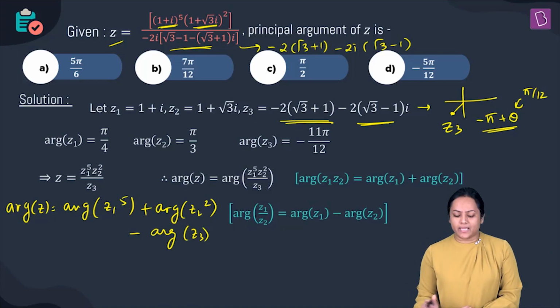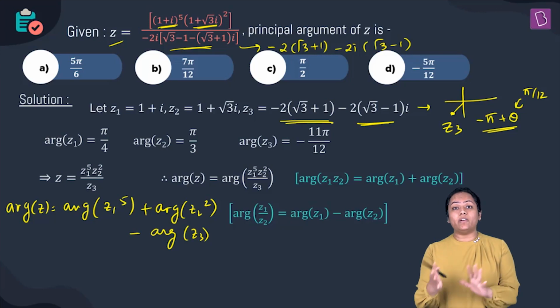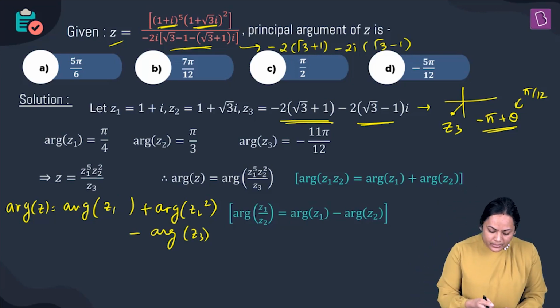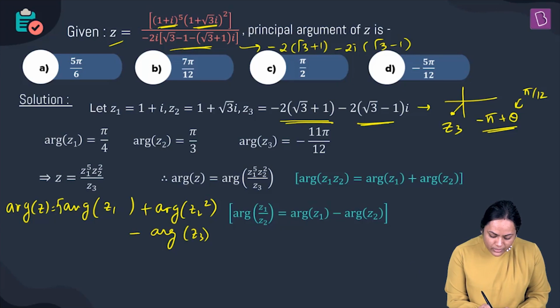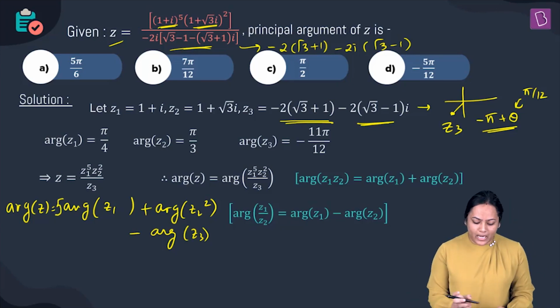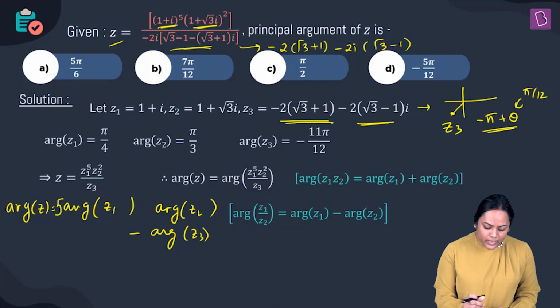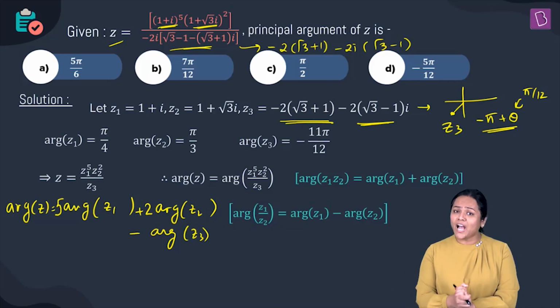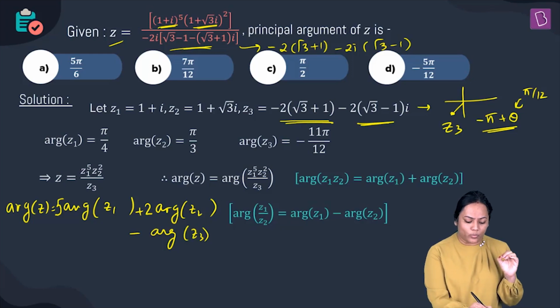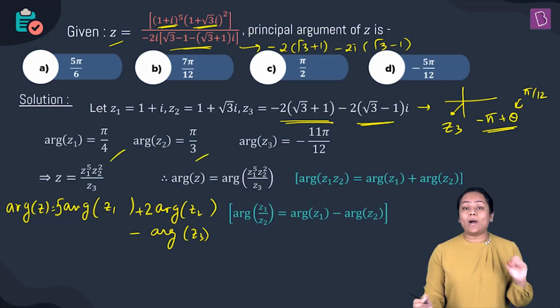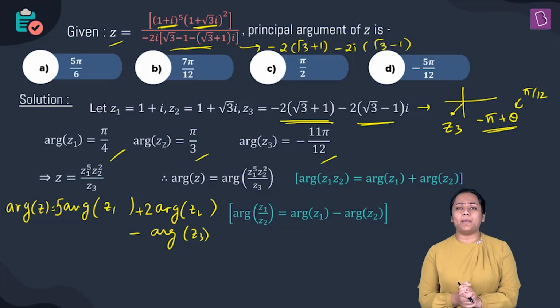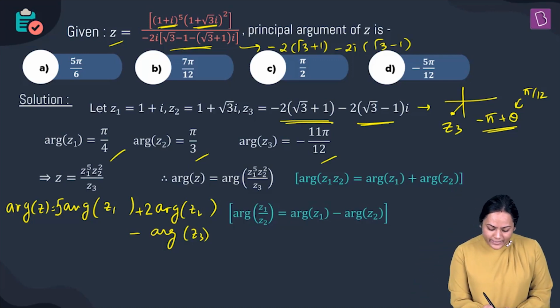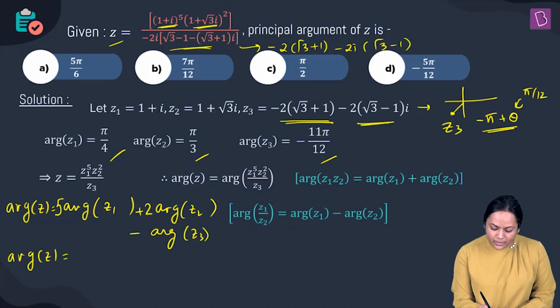And from here, one more thing we can say, we know that argument of z1 raised to 5, well, this term can be written as 5 times argument of z1. Similarly, argument of z2 square, well, this value can be written as twice argument of z2. Clear? Now we'll just substitute the values of argument of z1 as pi by 4, z2 as pi by 3 and z3 as minus 11 pi by 12 and find the answer. So from here I can say that my argument of z is actually coming out as 5 pi by 4 plus 2 pi by 3 plus 11 pi by 12.